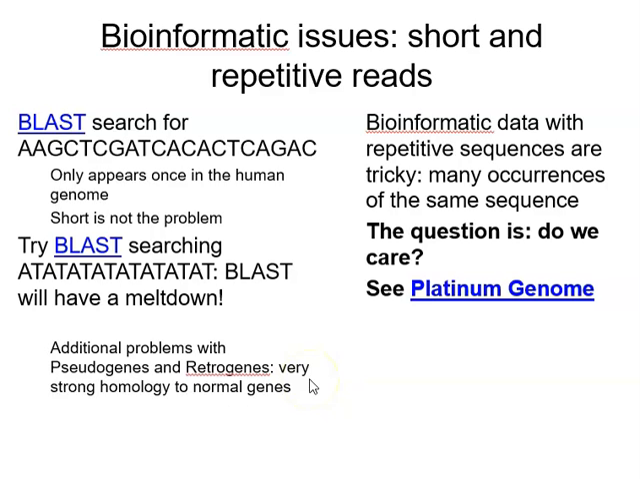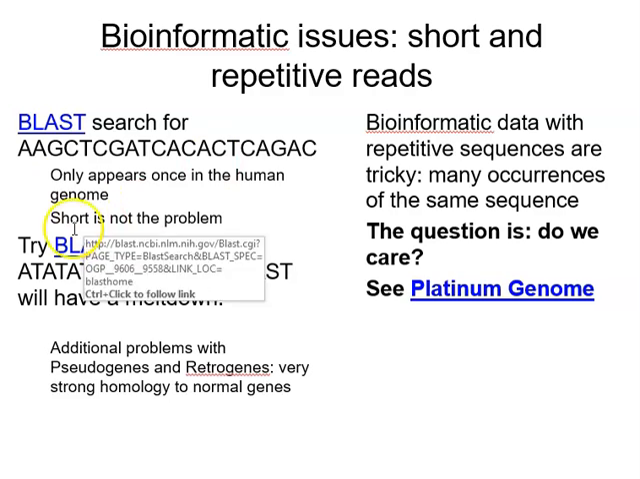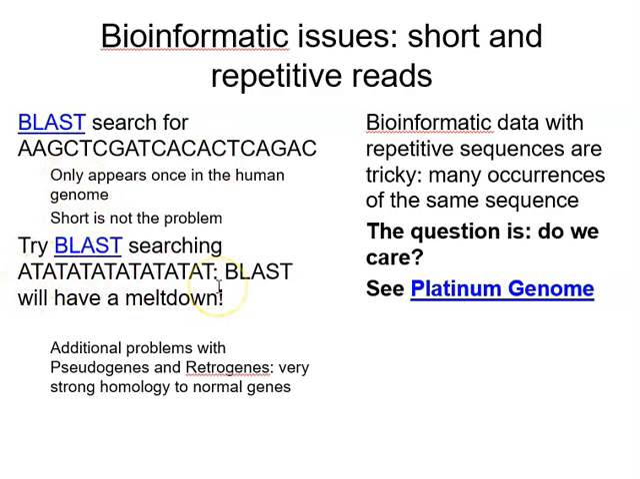Now, another bioinformatic issue is repetitive sequences. Wherever DNA is repetitive, it's very difficult to know exactly where it fits on the human genome, because the same sequence exists lots of times. So I showed in video 1 that we could blast this sequence here and it appears only once in the human genome, whereas if you blast this sequence, it will occur hundreds of thousands of times. So you've got repetitive sequences which are present more than once in the human genome.